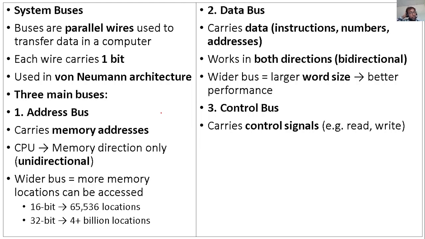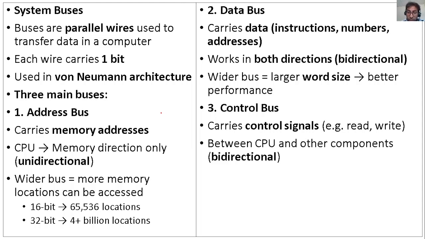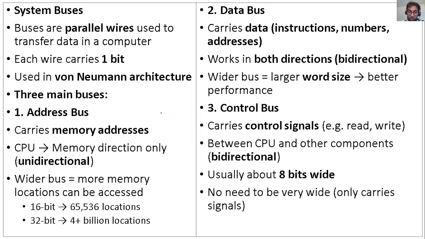A word is basically the amount of data that the CPU can process, the minimum amount of data that our computer can process. And then there's the control bus. It carries control signals like read and write control signals between the CPU and other components. It moves in both directions, from the CPU to components and from components to the CPU. The address bus moves in only one direction.